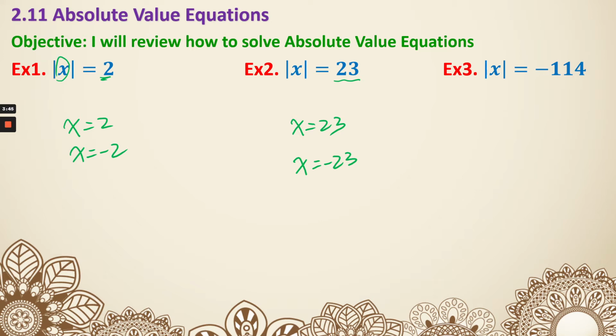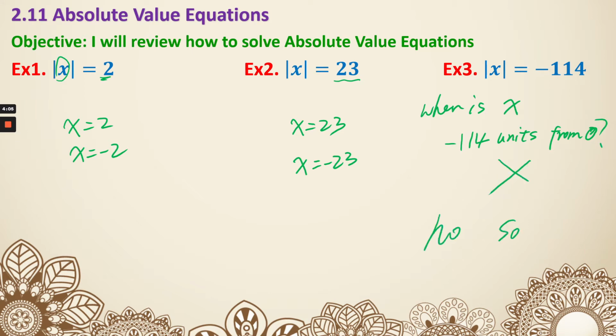Now, number 3, if you think about it, that actually means when is x, because that's what we're looking for, -114 units from 0. And if you think about it, something that is -114 units from 0, well, that actually does not work. So the answer is no solution, because there's nothing that is -114 units away from 0.